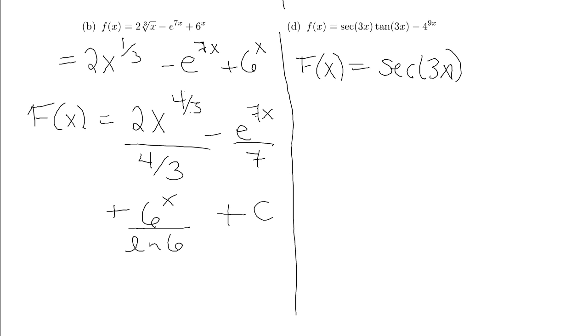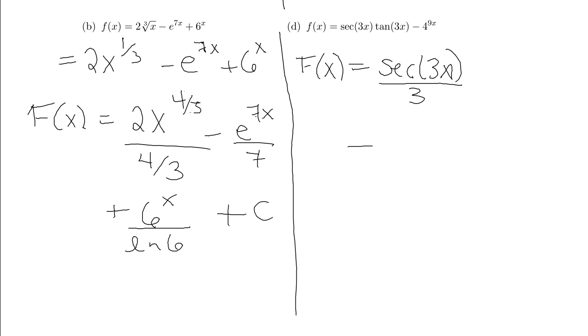So we look up at our original function and we see that this secant tan is not multiplied by a 3 here. So in our antiderivative, we need to get rid of that 3 by dividing by it. So the first part of our antiderivative is secant of 3x divided by 3.